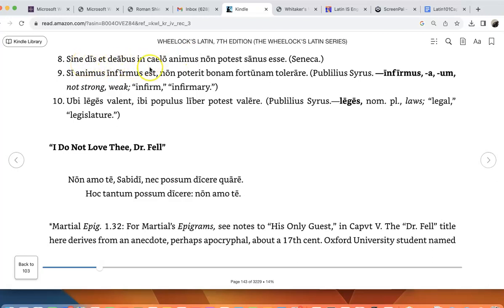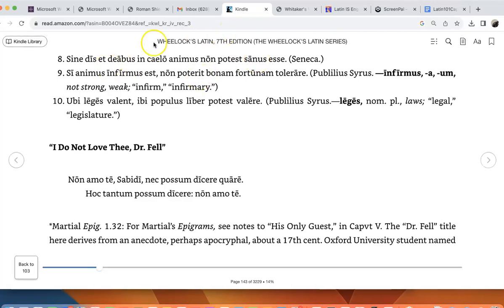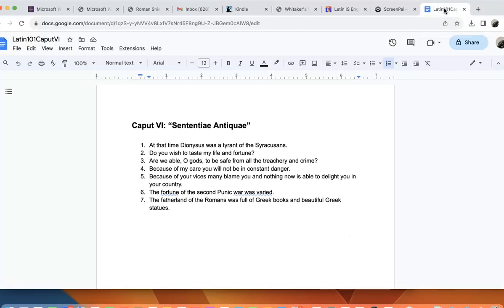So sine deis deabus in caelo animus non potest sanus esse. So without the gods and goddesses in heaven, the human mind, or it could be the soul, is not able to be well, literally sane. So here's a good one here. So without the gods and goddesses in heaven, the human mind is not able to be well. So let's put that right here. So sine means without the gods and goddesses in heaven, the human mind is not able to be well.